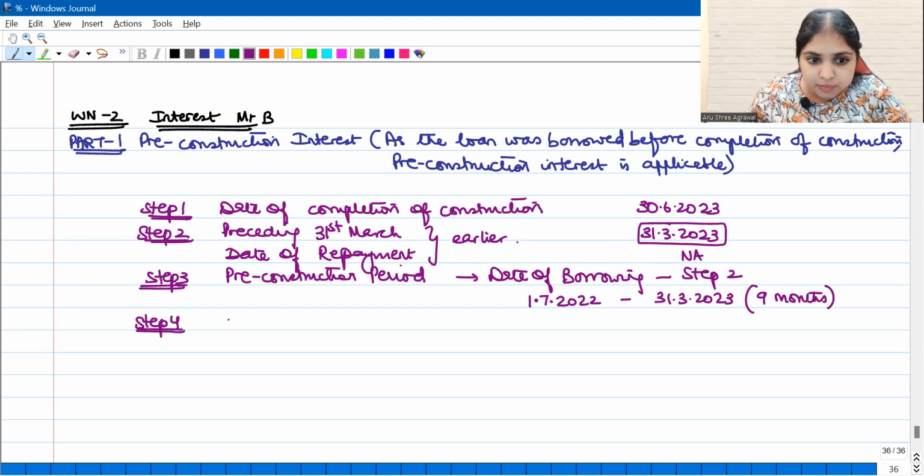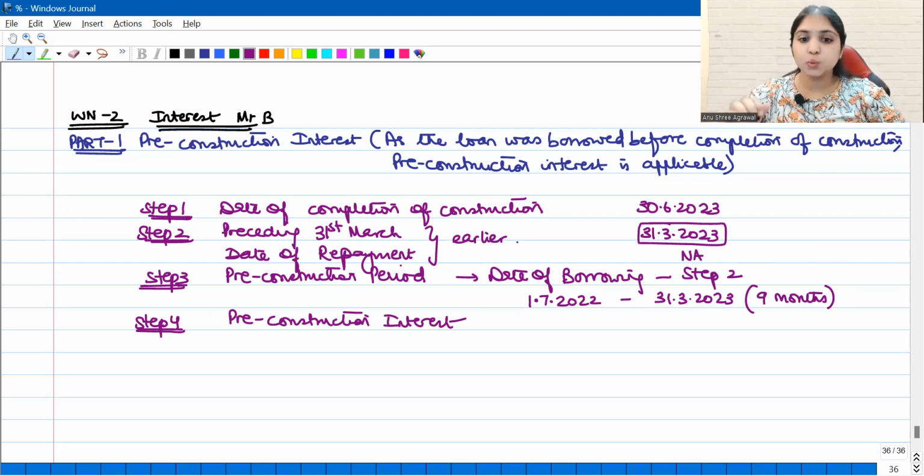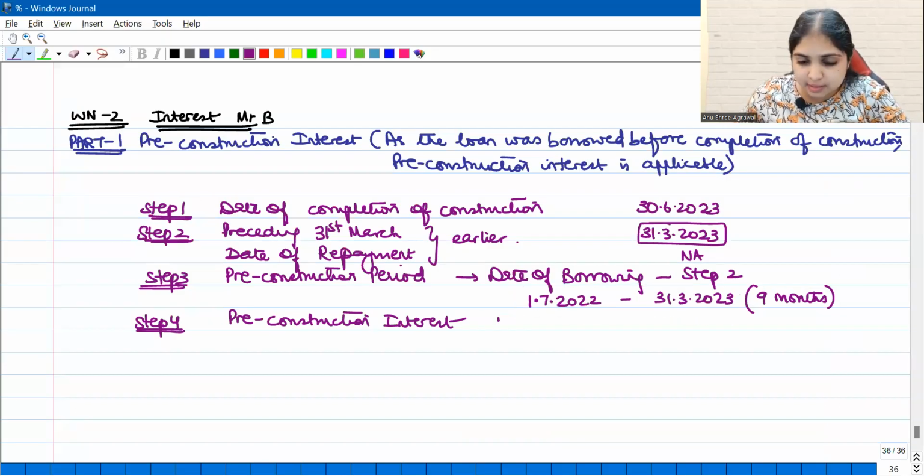Then comes step four. Step four is your pre-construction interest, right? So basically, for this pre-construction period of 9 months, what is the interest amount which my assessee has incurred? We have to find. Now, if you notice, the question says over here that B's housing loan is 12 lakh at 10%. So what is the interest for these 9 months? 12 lakhs loan, guys. Interest rate is 10%, but we don't want interest for the whole year. We want only for 9 months. So into 9 by 12, how much is this going to be? This is going to be 90,000 rupees. This is our total pre-construction interest.